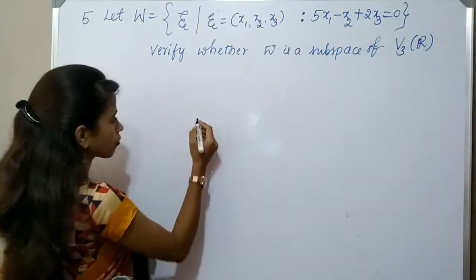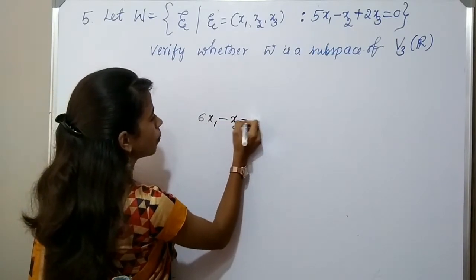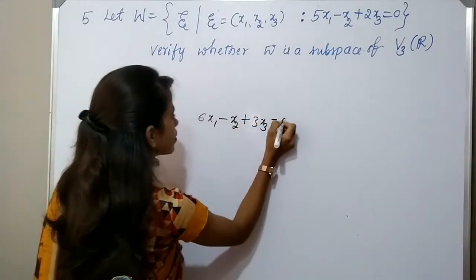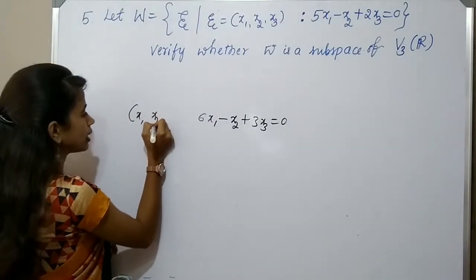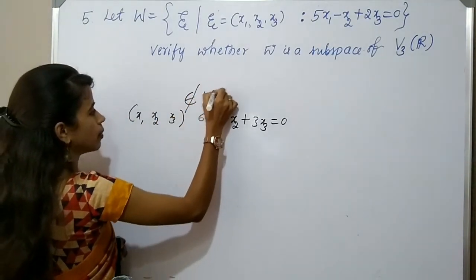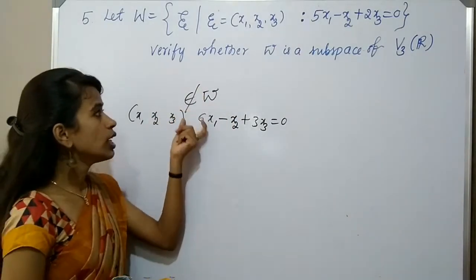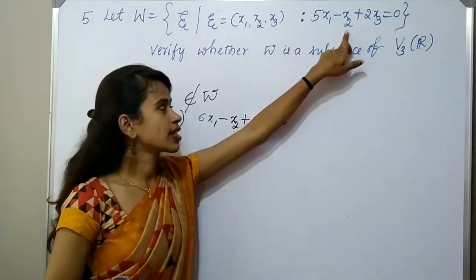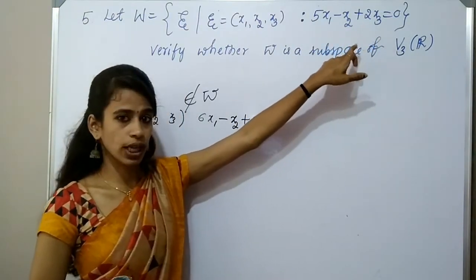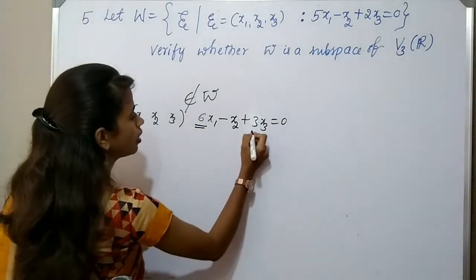So here, 6x1 minus x2 plus 3x3 is equal to 0. If I have this element, then it clearly does not belong to W. To be in W, what is the condition? For x1, x2, x3 to be in W, 5x1 minus x2 plus 2 times x3 must be 0. So this does not belong to W because of 6x1 and 3x3.